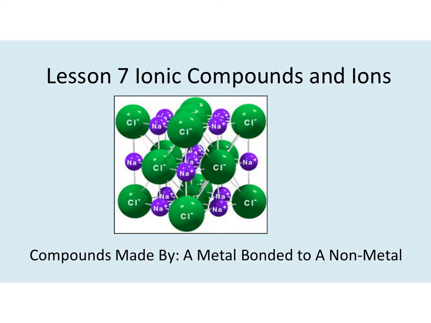Now, just a reminder, and this is going to come up a number of times, it's really important to remember that when you're going to make an ionic compound, you're going to combine a metal element and a non-metal element. They're going to come together. The classic example is sodium chloride. Here we've got chloride, which is the non-metal, and sodium, which is the metal, and they're all bonded together.